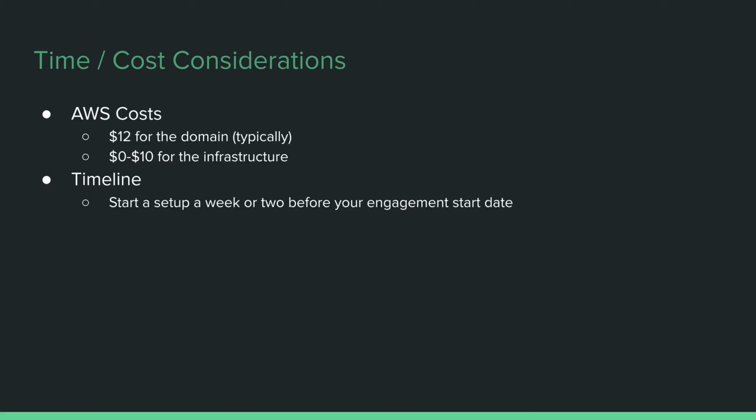The next part is the timeline. I like to start my phishing engagements a week or two before the engagement start date. That way I have time to set up everything in the background, research a domain, and also it allows AWS time to actually verify our domain, because sometimes that can take a couple of days.